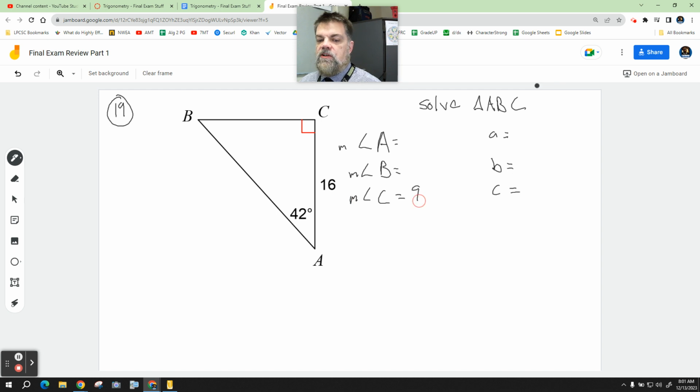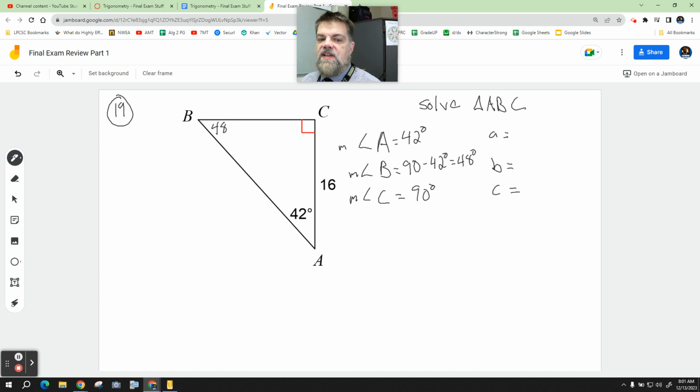Well, C is 90 degrees. That's what this little red square means. And A is labeled as 42 degrees. And we know, because it's a right triangle, that A and B are complementary, so we would say B is 90 minus 42. What's that, 48? Okay. So now we're going to use SOHCAHTOA to figure out what the side lengths are.